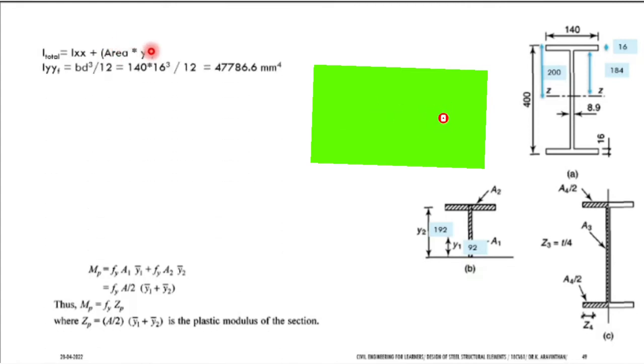Okay. When you are finding this for this problem, you can find Ixx as BD cube by 12. So what is the breadth of the flange? Flange breadth is how much? 140. What is the depth? 16. So breadth is 140, depth is 16, cube divided by 12. So how will you find area into distance square? 140 into 16. Now you multiply area into y square.